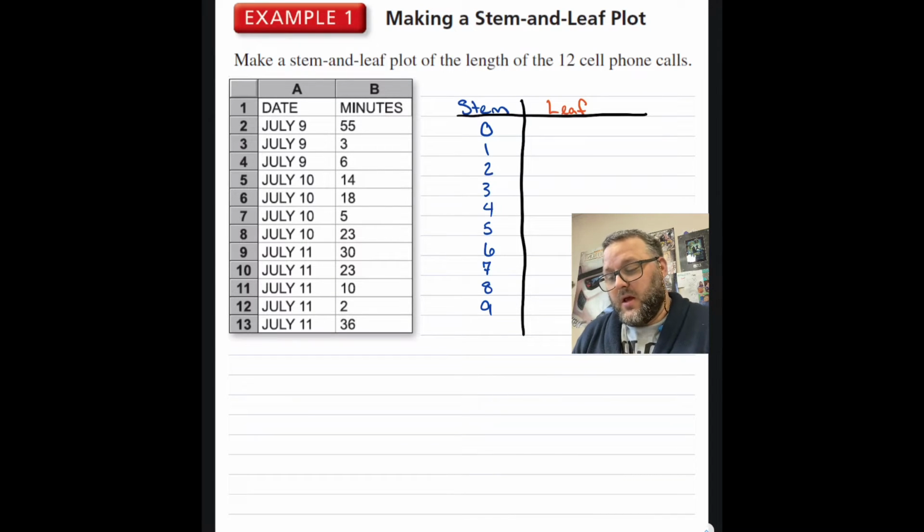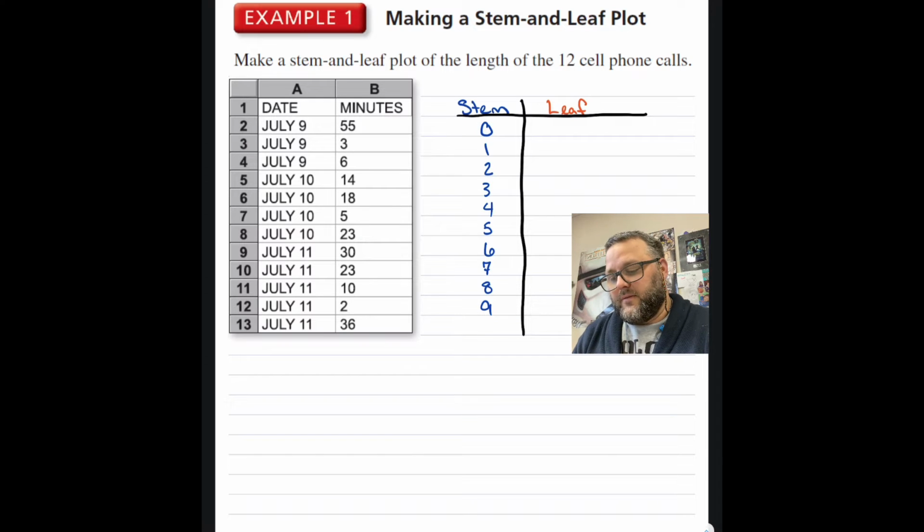So let's get to it. We're talking about making a stem and leaf plot. Nothing hugely fancy to it. The stem is always going to be the leading digit or digits, and the leaf is always going to be the last digit, and then you just list how many times it occurs within the leading digits.